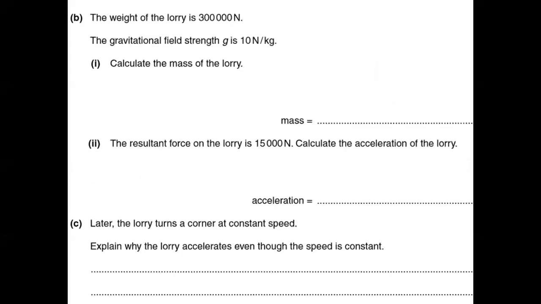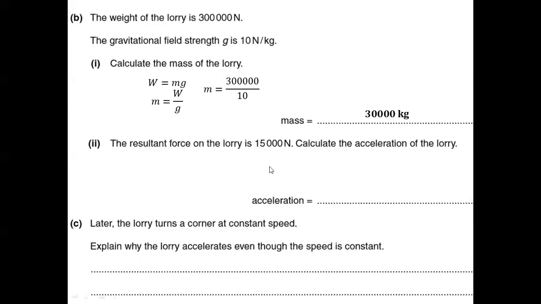Next part of the question, the weight of the lorry is 300,000 newtons. The gravitational field strength g is 10 newtons per kilogram. Calculate the mass of the lorry. To calculate the mass, we can simply make use of the formula for weight, which is weight is equal to mg. Solving for the mass, we have weight over g. Substituting the given values, we'll obtain a final value for the mass of 30,000 kilograms.